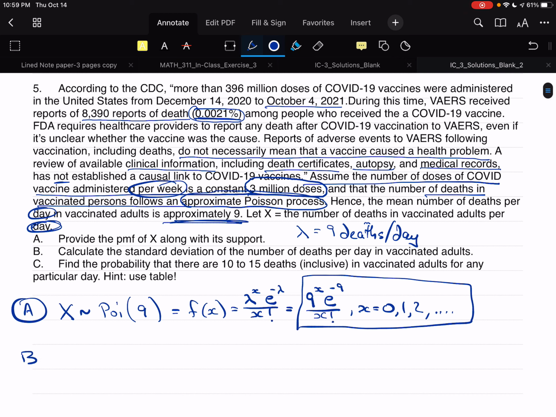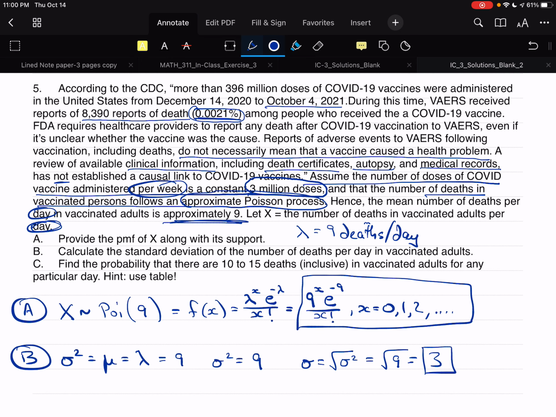So B is calculate the standard deviation of the number of deaths per day in vaccinated adults. Well, remember that sigma squared is equal to mu is equal to lambda for the Poisson, which is 9. So if sigma squared is equal to 9, then sigma is equal to the square root of sigma squared, which is the square root of 9, which is going to equal 3, another very nice number.